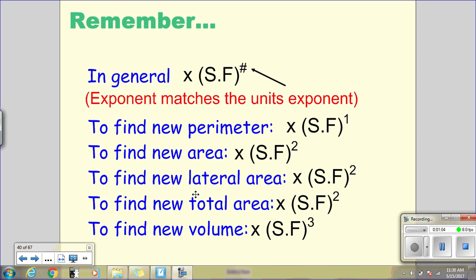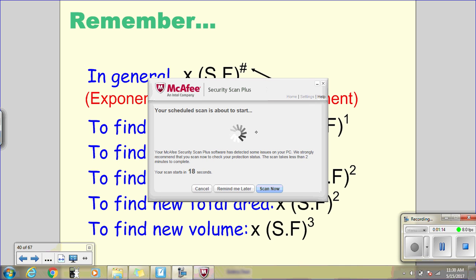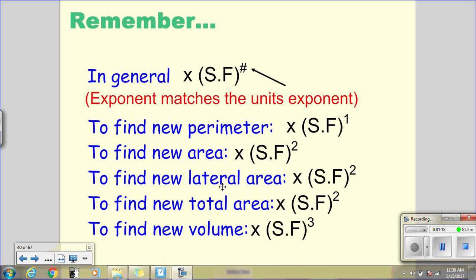So if they only give you the original and a scale factor, it's possible to find the new areas, volume, perimeter, or whatever is asked for without actually going through the entire figure and changing all the dimensions using these rules right here. So we're about to practice this right now.